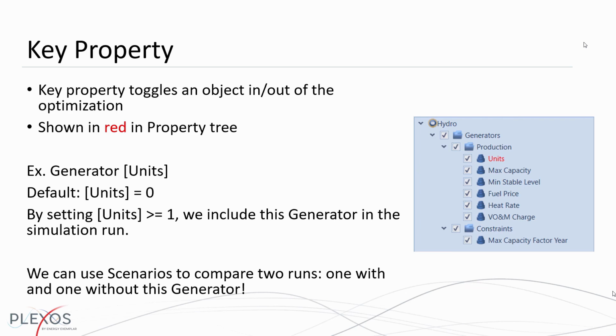So we can use scenarios to compare 2 runs, one with and one without this generator, by tagging the scenario to the units property. This is what we'll do in the next exercise.